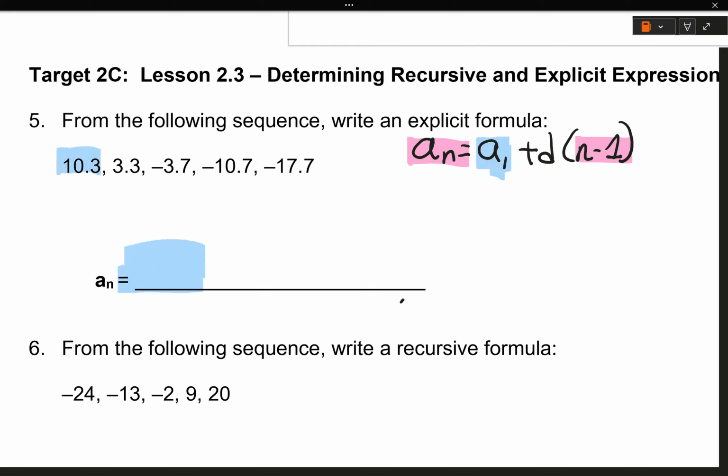All right. Well, the first term is 10.3. So that's the first thing I'm going to write down right here. 10.3.